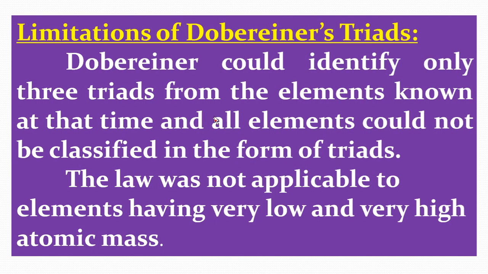Then what are the limitations of Dobereiner triads? Dobereiner could identify only the 3 triads from the elements known at that time, and all elements could not be classified in the form of triads. The second one, the law was not applicable to elements having very low atomic mass and very high atomic mass.